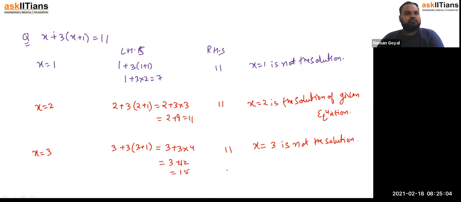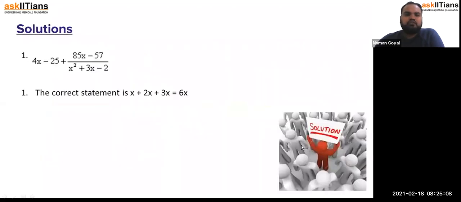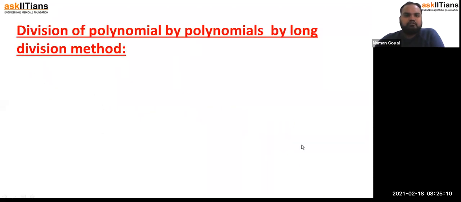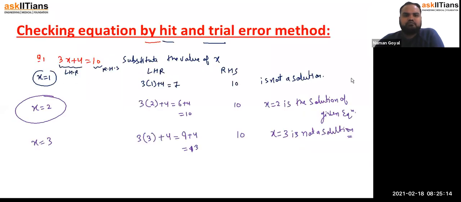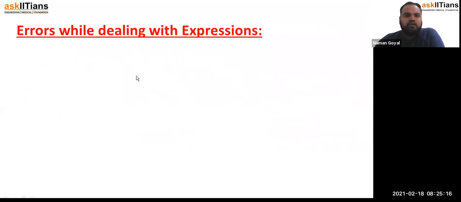Are you getting my point? It is not the solution. Okay. So this method is known as what? Finding solution, checking the equation by hit and trial method. Okay. Now, errors while dealing with expressions. When we are dealing with expressions, there is a probability that we can make some errors.